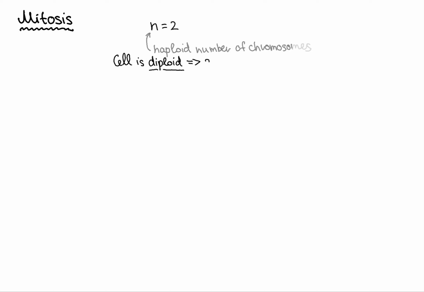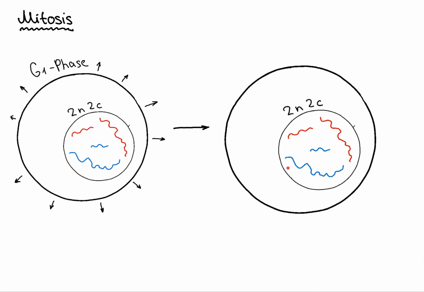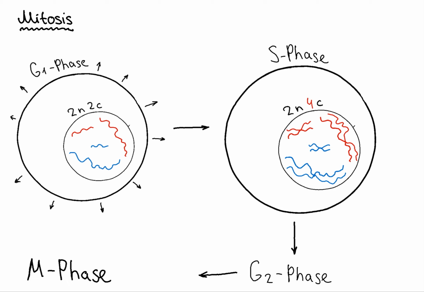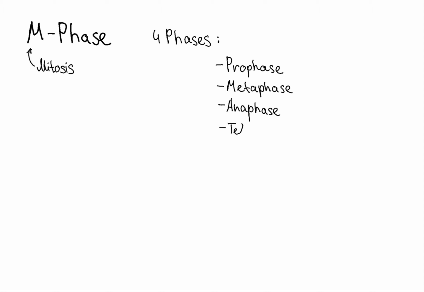To simplify the explanation, we'll take a diploid cell with a haploid number of chromosomes n equal to 2. As the cell is diploid, we'll have 4 chromosomes and 4 chromatids in total in the beginning of the cell cycle. After the growth in the G1 phase, it will reach the S phase, where the chromosomes will replicate and the cell will have double the number of chromatids. After that, we have the G2 phase followed by the M phase. The M phase is the mitosis itself, and it consists of 4 phases: prophase, metaphase, anaphase, and telophase.